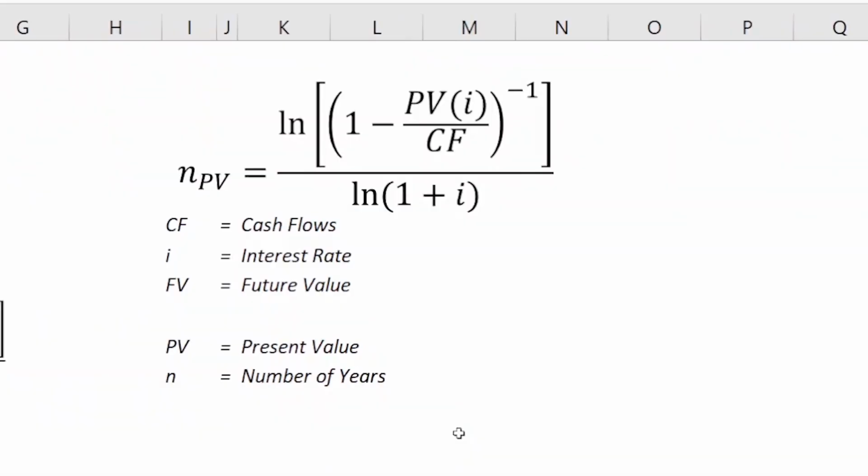That's the formula that we can use to find the number of years in case we have the cash flows and the present value provided. N is equal to log of (1 minus present value times I divided by cash flow) raised to power minus 1, divided by log of 1 plus I. CF is the cash flow, PV is the present value, I is the interest rate and N is the number of years.